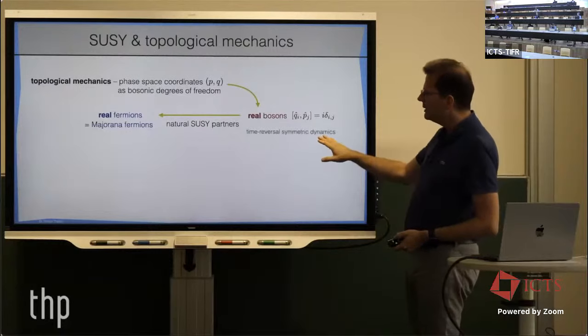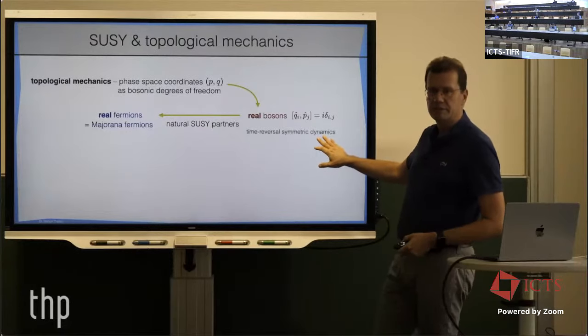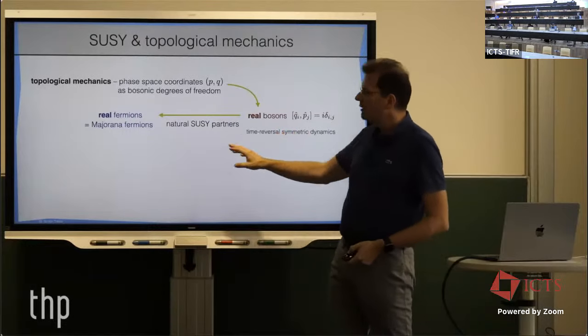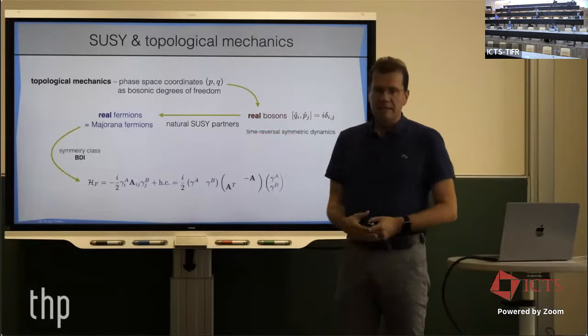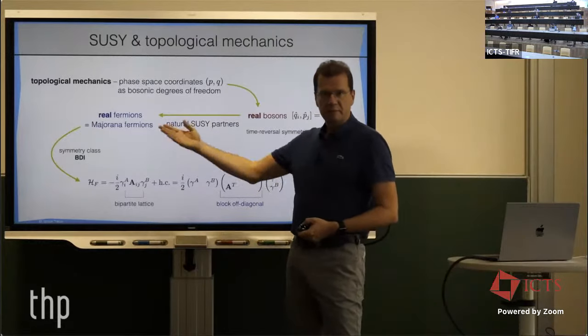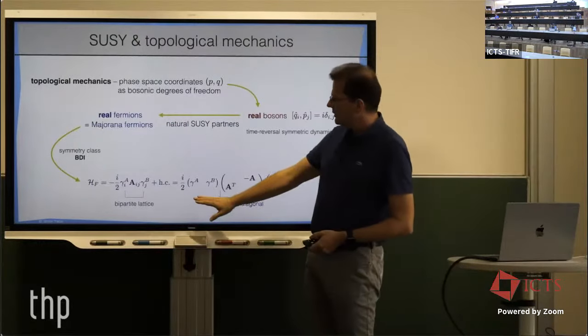Given that the dynamics of these bosonic mechanical degrees of freedom is time reversal symmetric, I am led to write down a Majorana fermion model in symmetry class BD1, having the same type of time reversal symmetry, which I can do.